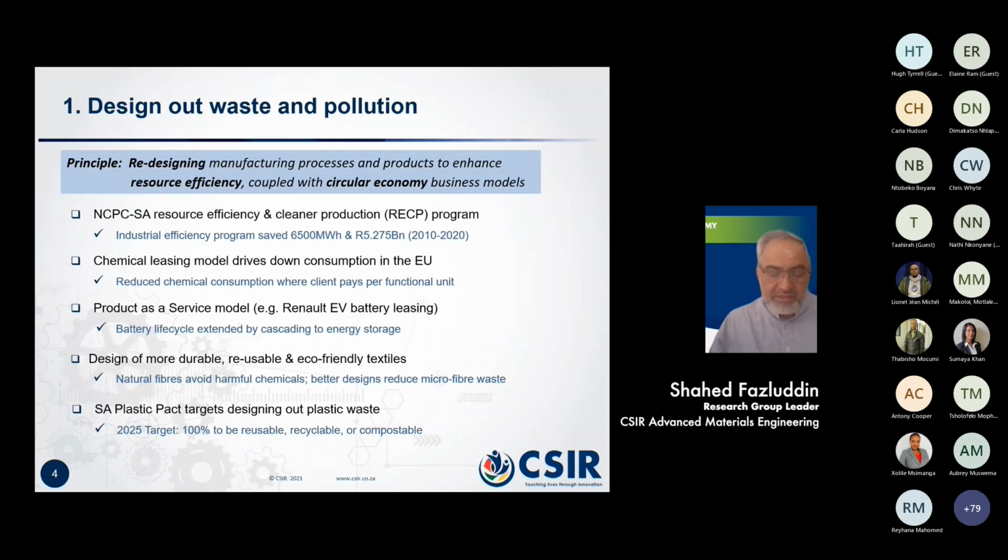Chemical leasing is an established circular model in the EU, wherein clients only pay for functional units of chemicals used, reducing cost and waste. Renault's product-as-a-service model leases EV batteries and is preferred by over 90% of its customers. It extends the battery life cycle by cascading to energy storage applications, with effective management at end of life.